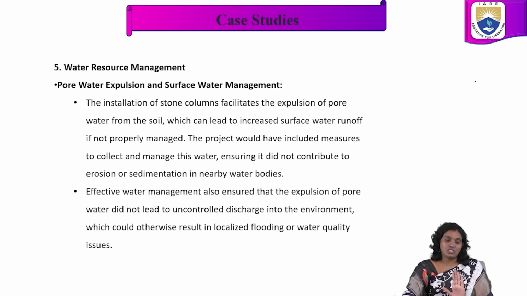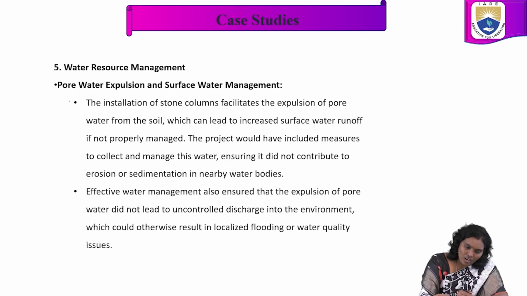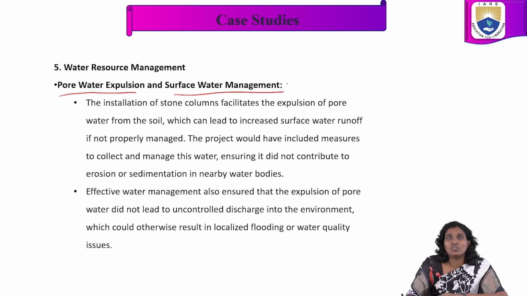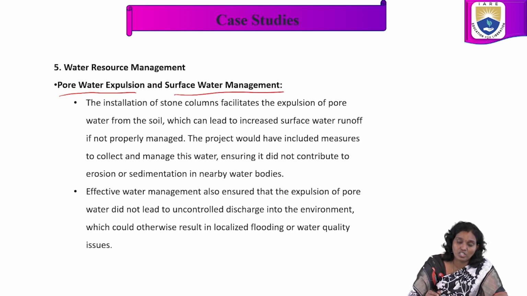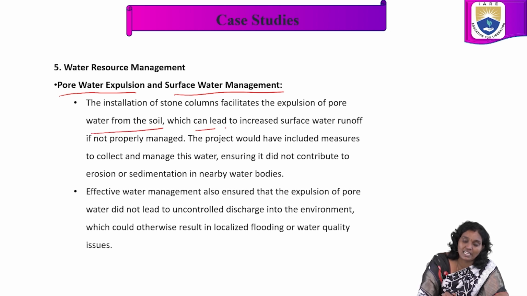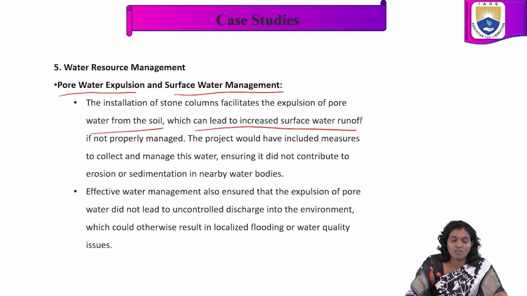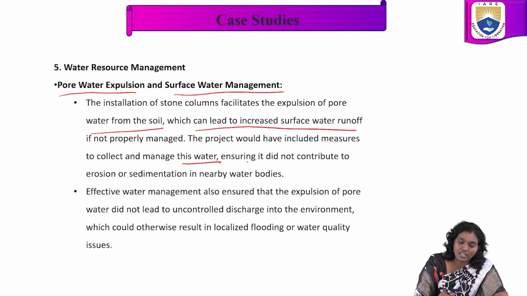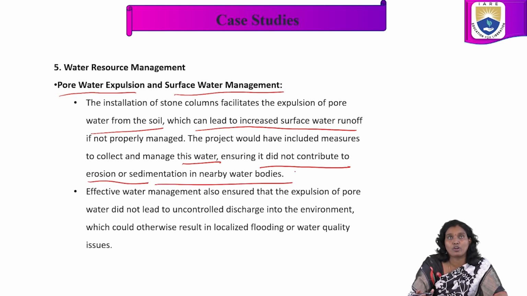In water resources management, pore water extraction and surface water management: the installation of stone column facilities involves the extraction of pore water from the soil, which can lead to increased surface water runoff if not properly managed. The project would have included measures to collect and manage this water, ensuring it did not contribute to erosion or sedimentation in nearby water bodies.